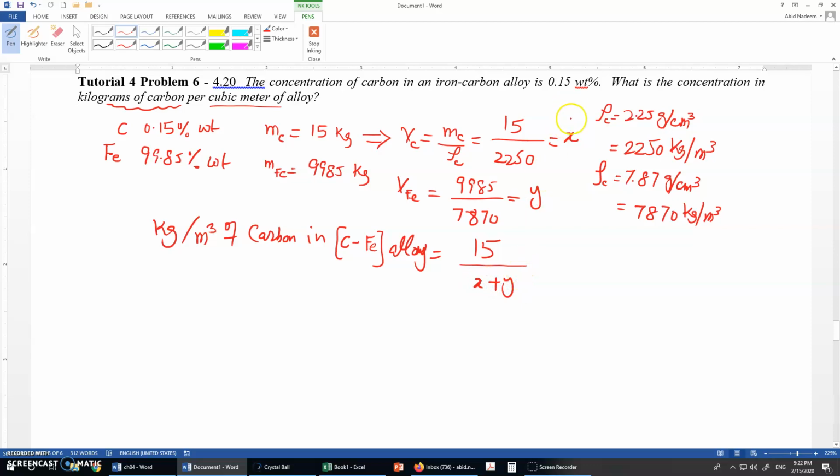So in the previous steps we have already found x and y, and then it will be equal to, if you find it, then I can tell the answer, 11.76. That will be the answer. So the units will be kilogram per cubic meter. That means in a carbon ferrous alloy, carbon is about 11.76 kilogram per cubic meter.